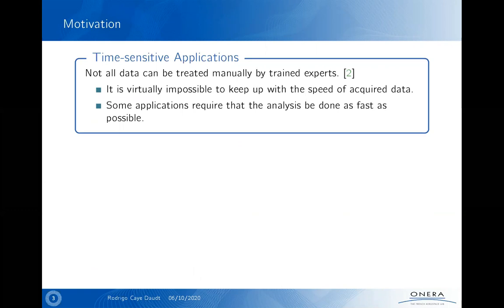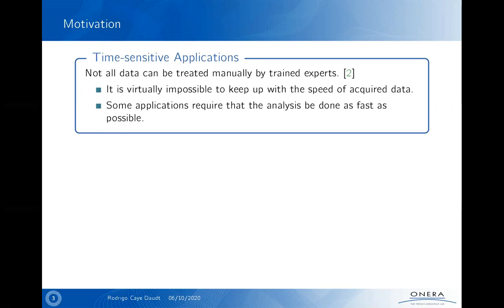But the problem is that not all data can be analyzed manually by experts. First, because it's impossible to keep up with the data that is coming in from these satellites. Just the Sentinel-2 satellites are able to image all of the land masses of the Earth every 5 days or so.